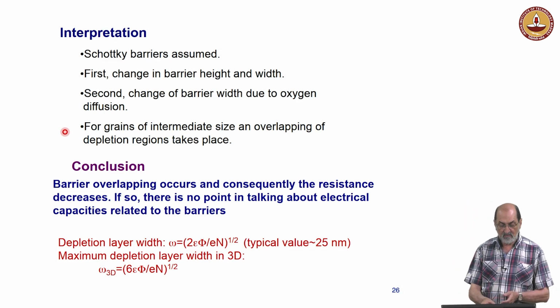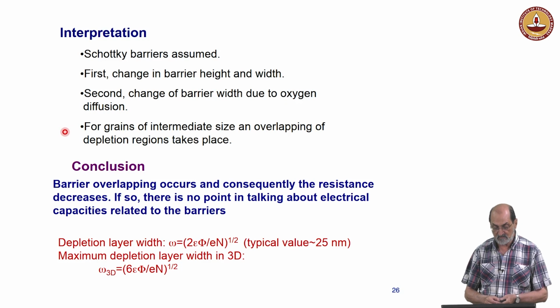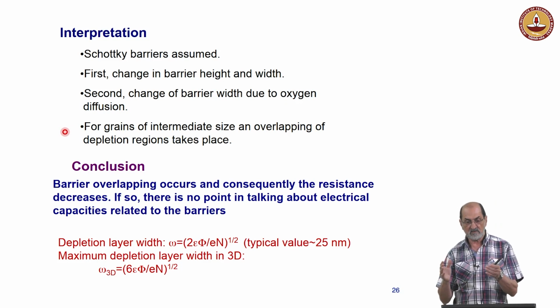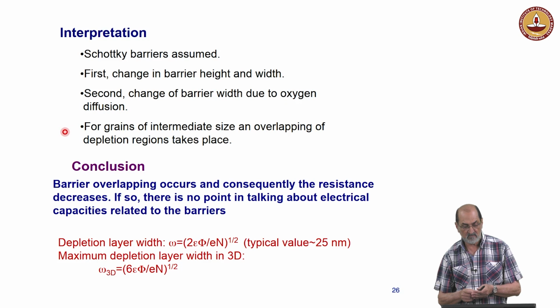So barrier overlapping could take place. If that is happening, the resistance could decrease. The conduction would be easy. And if that is the case, we cannot talk of capacitance of a barrier because we don't have essentially a typical barrier. The capacitance of a barrier is due to applying a voltage and the depletion region increasing and decreasing. But now the depletion region is the whole grain and it's not going to change. So the capacitance is going to drop.